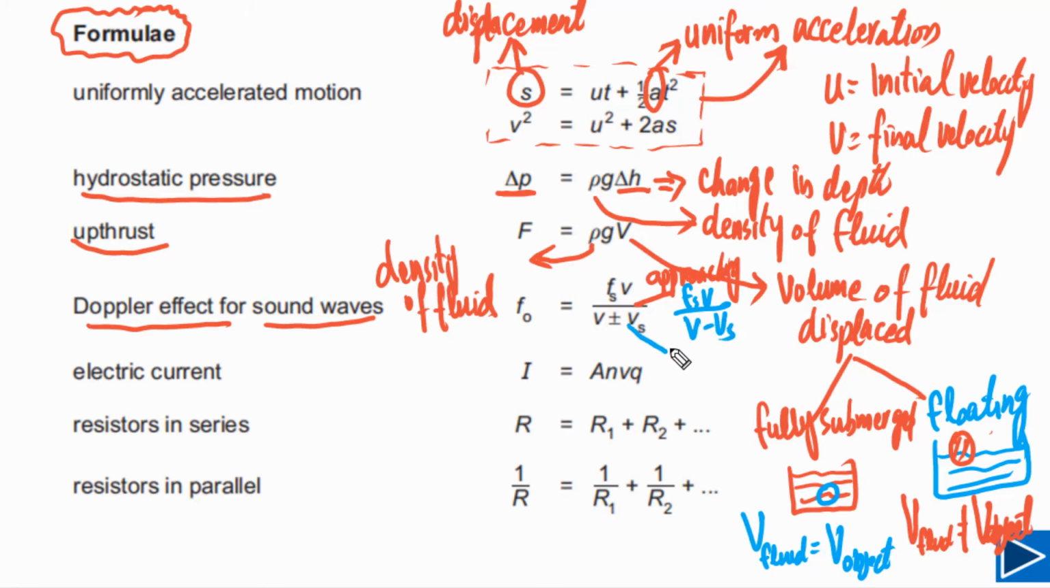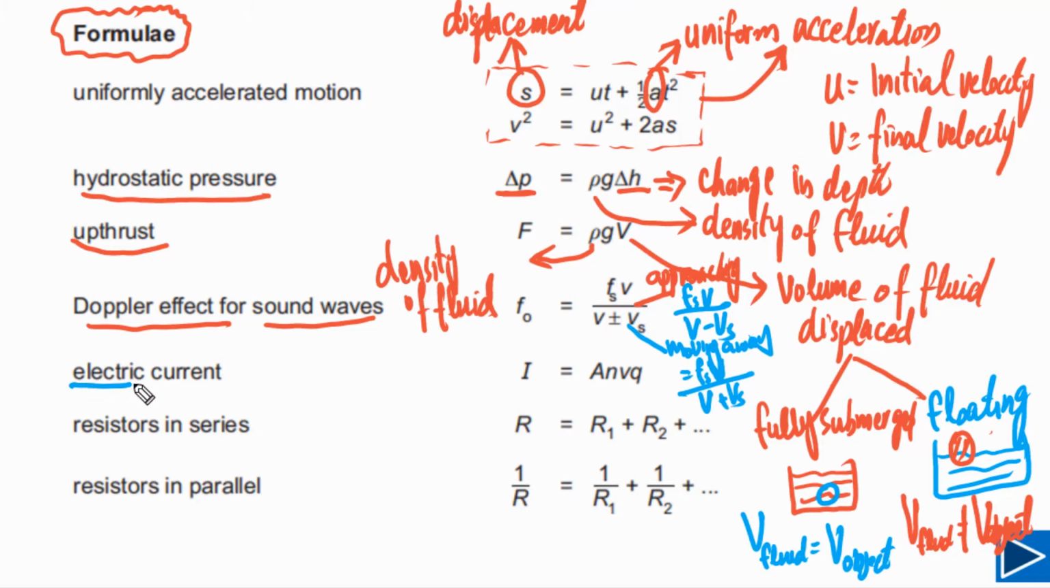But if the object is moving away, then observed frequency is equal to Fs v, where v means the speed of the wave, divided by v plus vs. You need to understand when to use negative sign, when to use positive sign.